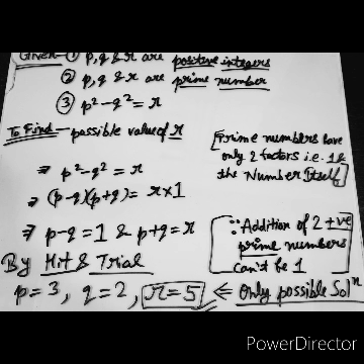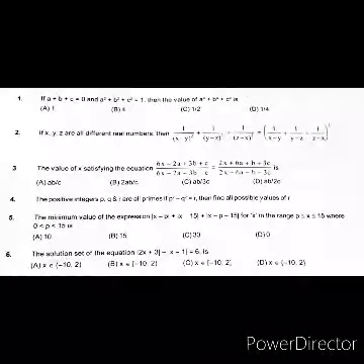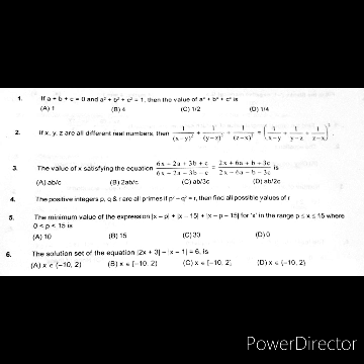Now let us look at our fifth question. Here is the fifth question. We have to find the solution set of the equation mod of 2x plus 3 minus mod of x minus 1 equals 6, and here we get the solution.